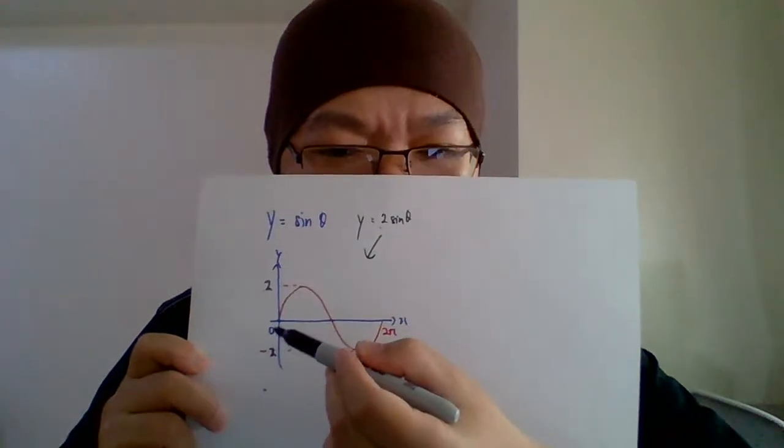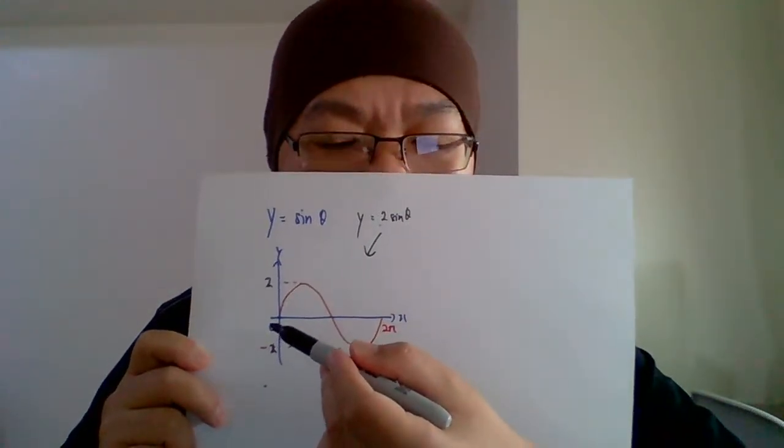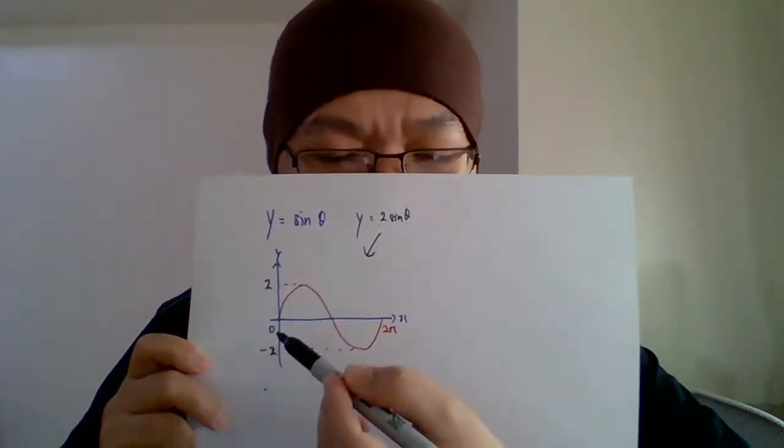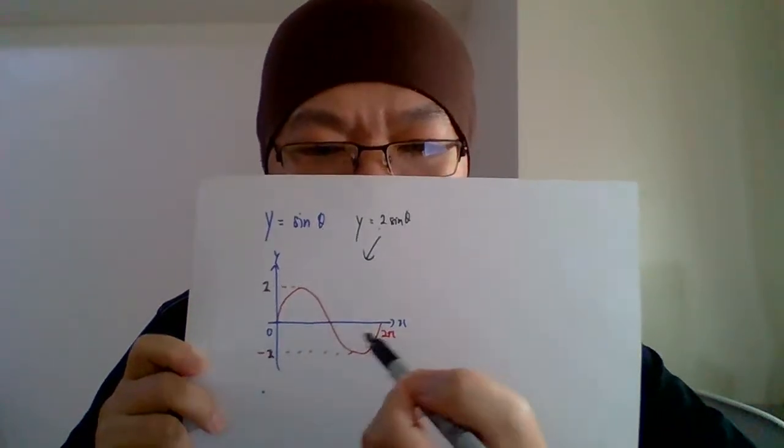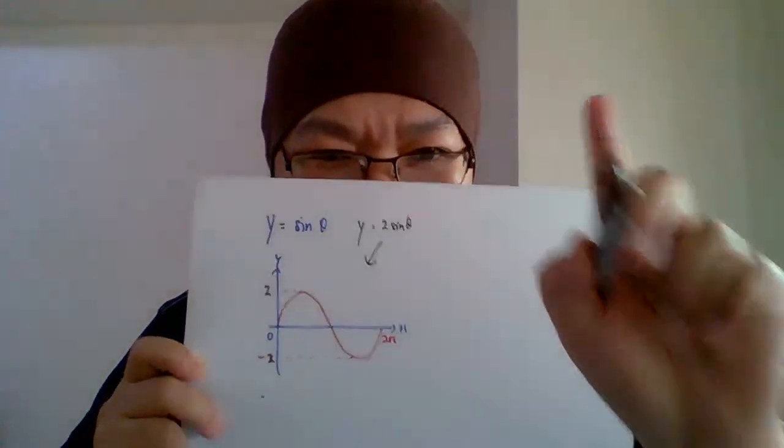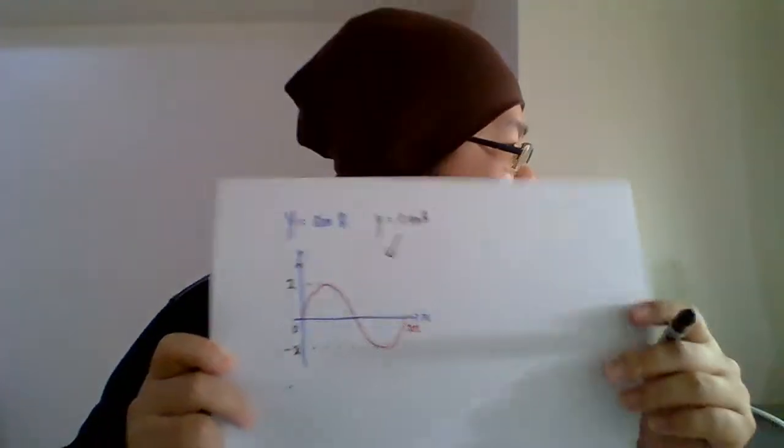Okay. And number three, don't forget to label your angle from 0 until 2 pi or 0 until 360 degrees. Settle for question number one. Okay, how about number two?